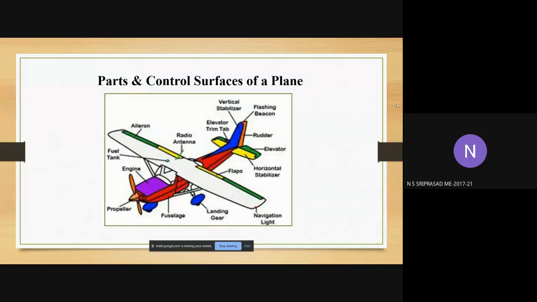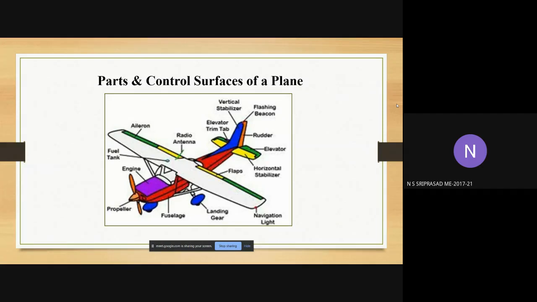All right, before that, can someone please tell me what is the function of a vertical stabilizer? So I'm going to start picking out names then. Pranav, can you please tell me what is the function of a vertical stabilizer? To provide the stability. All right, great. What is the horizontal stabilizer? To prevent the up and down motion of the plane. Okay, I'll give that.